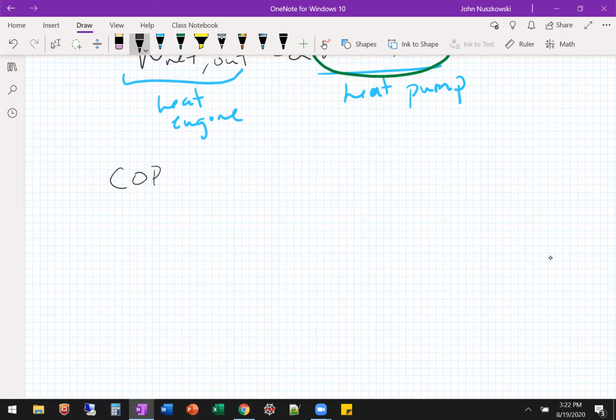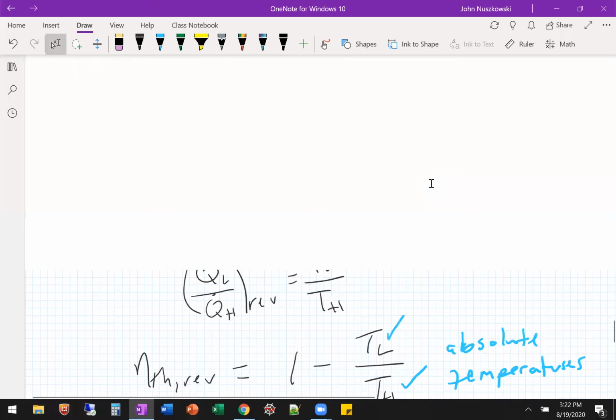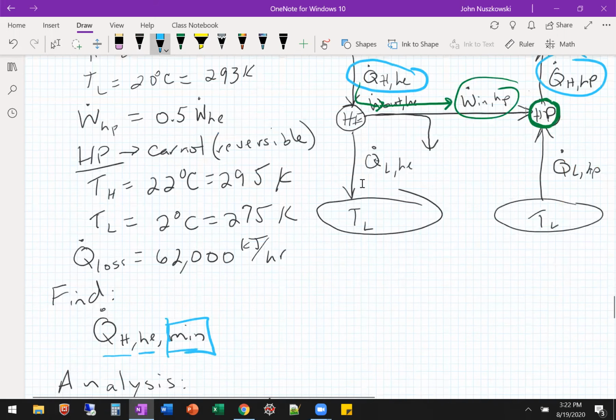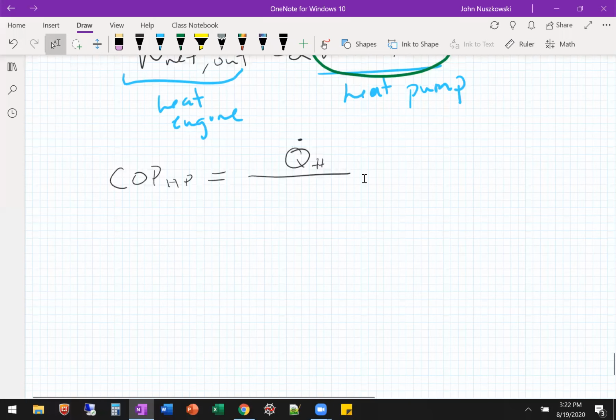So if we'll start with this COP. We have desired output of a required input. What's our desired output in a heat pump? Q dot H, right? We're trying to heat the house, right? So we want this Q dot H to be as large as possible, okay? So that's our desired output. What's our required input? Work net in.